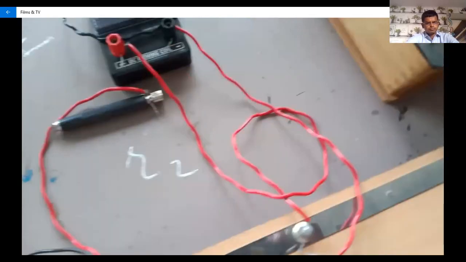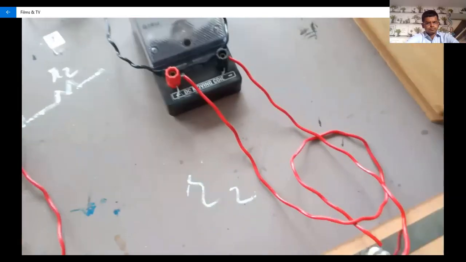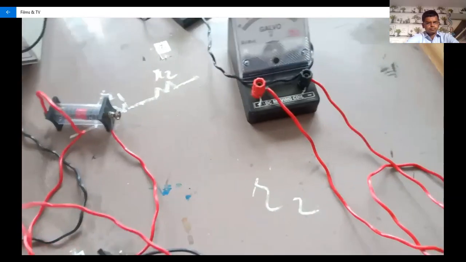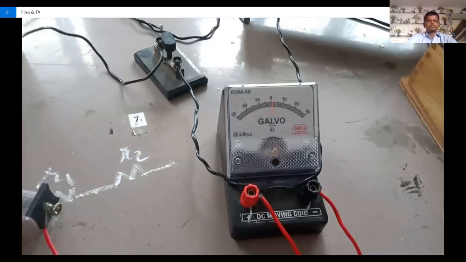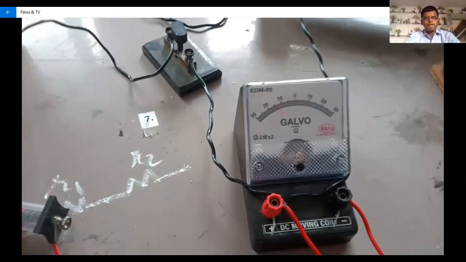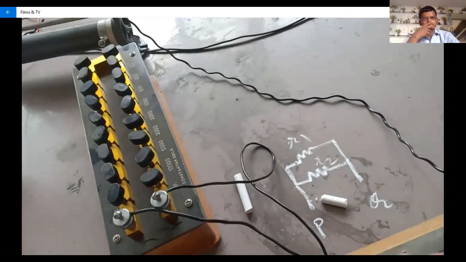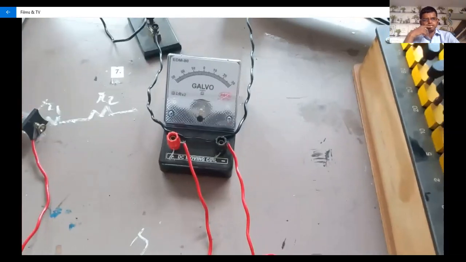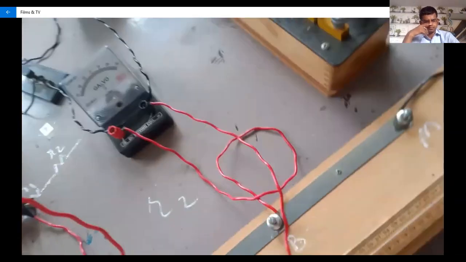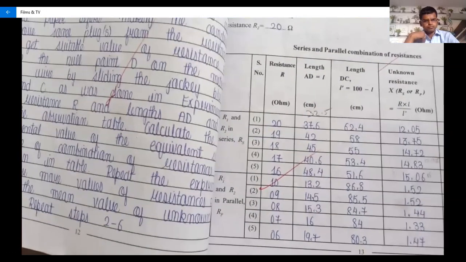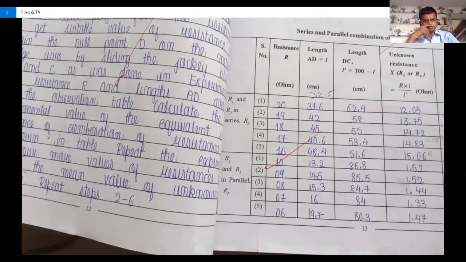Again we check. Now the galvanometer moves on both sides. The galvanometer shows 0. We put the jockey key on point A, and again you find it moving to the left side, and when we put the jockey key on C, at that time you find the galvanometer moving to the right side. So our connection is perfect. Now we change the value in the second part. In the series we showed 20, but in the parallel we remove 10.